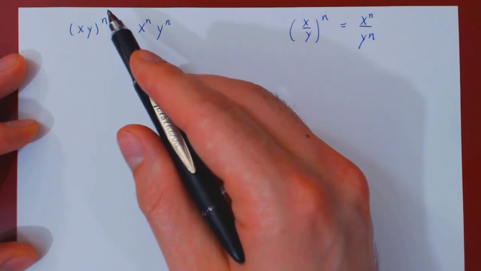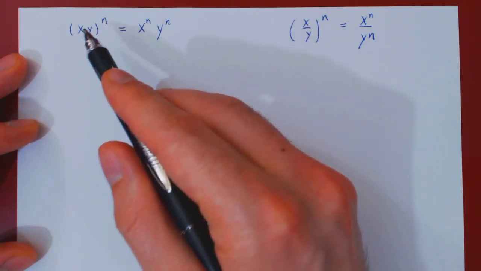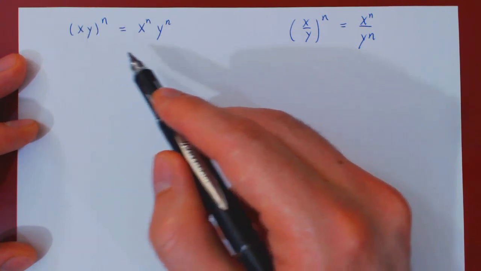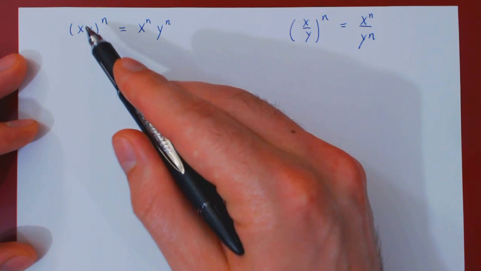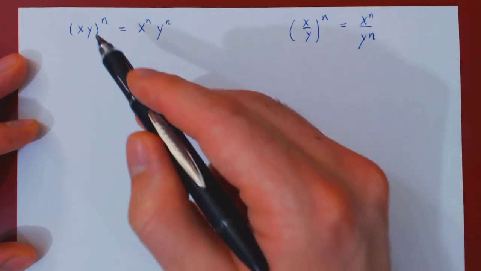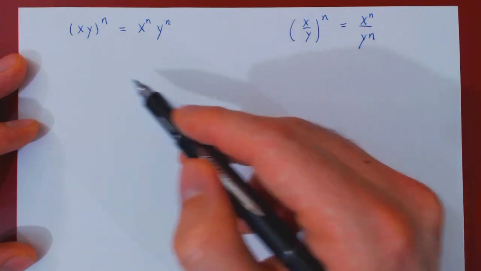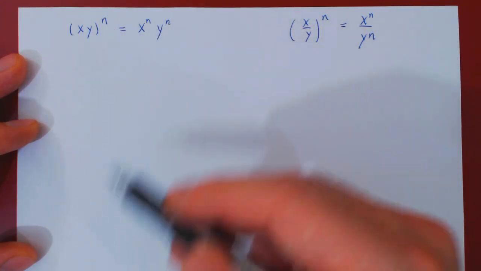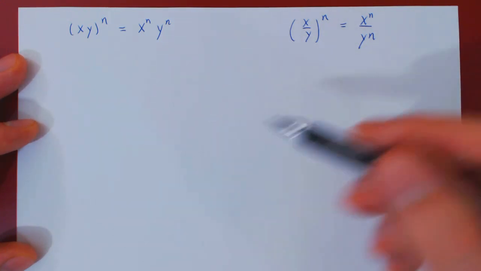If you look here, thinking of n as a positive integer, this is if we expand it x times y multiplied n times. So there will be n x's. If we regroup them together, we get x to the n. And there will be n y's. So regrouping them together gives us y to the n. And we can do so because multiplication of real numbers is commutative.